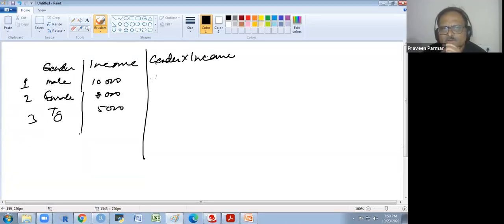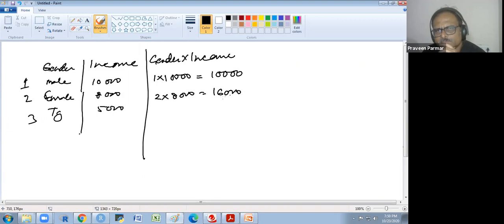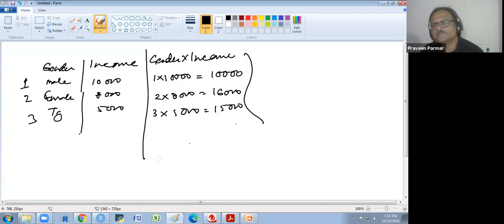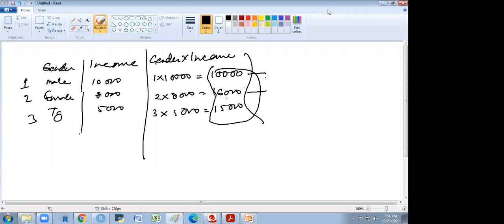what will happen? 1 into 10,000, I will get 10,000. And 2 into 8,000, I will get 16,000. And 3 into 5,000, so I will get 15,000. What does it mean? Male is getting low income, female is getting the highest one. Understand? So is it right or wrong? Wrong, sir. So what do we do?